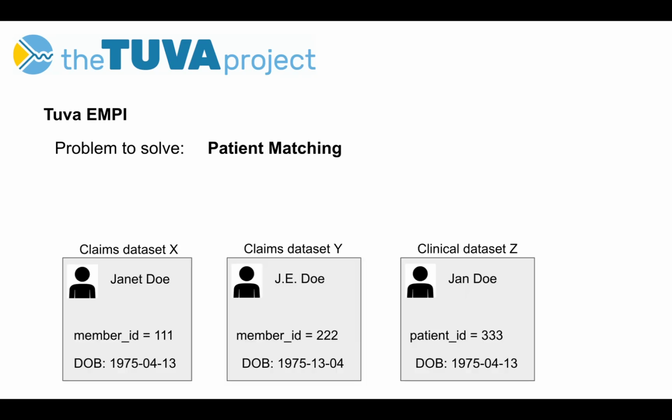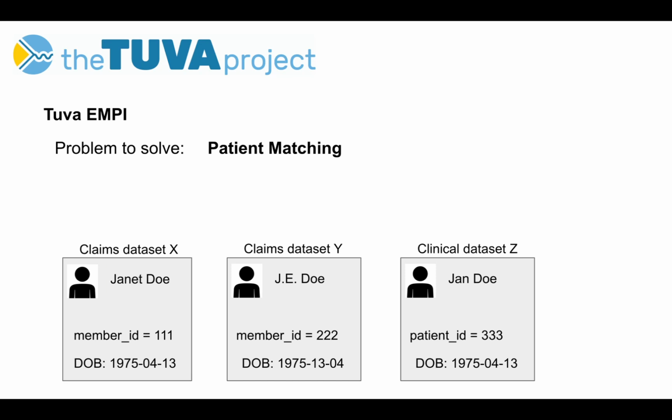This is an overview of Tuva EMPI. So the problem that we're trying to solve is the problem of patient matching. What that means is that you could have different records across different data sets that seem to represent different people, but they might correspond to the same person in the real world.